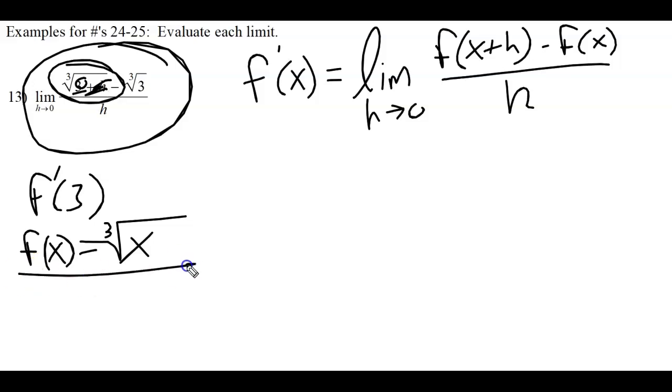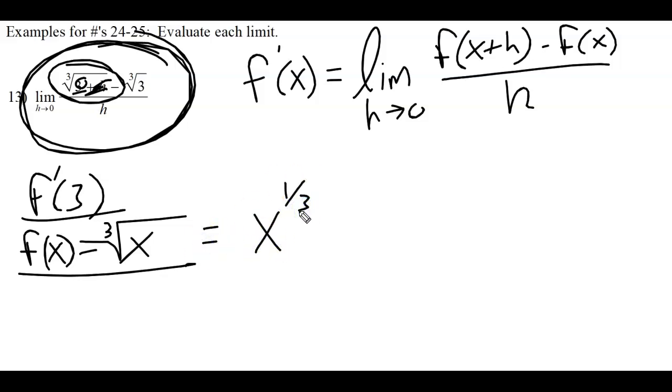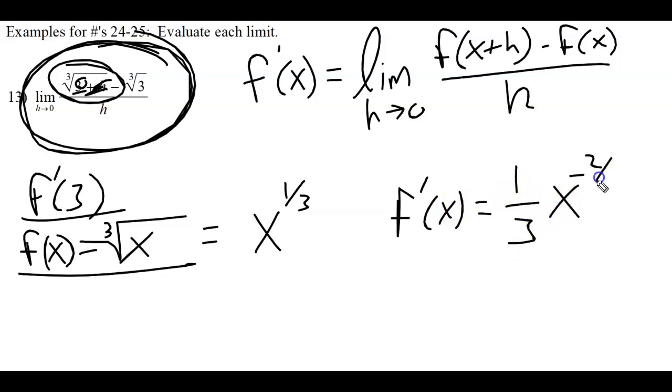So if this is my function and I want to find the derivative at 3, then what I'm going to do is, instead of working this out, which you could, there is a way to do this by hand without cheating, so to speak. But I'm going to use the cheating method, which is basically just doing the power rule. So we have that f prime of x then would be 1/3 x to the negative 2/3.